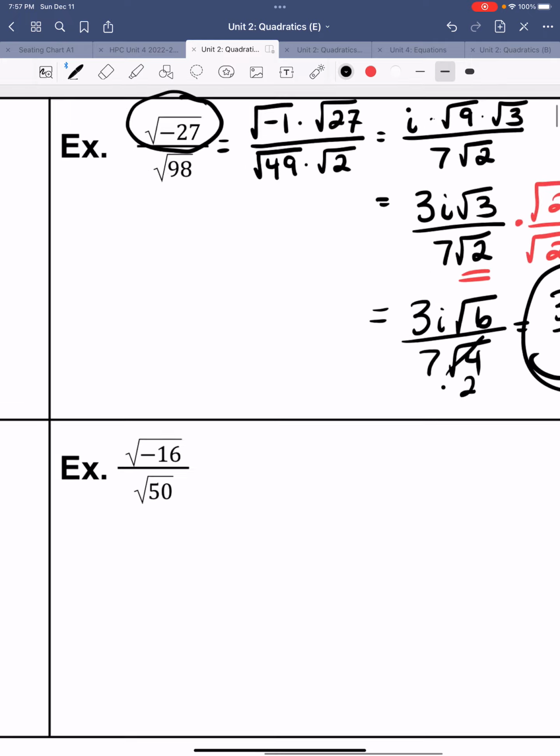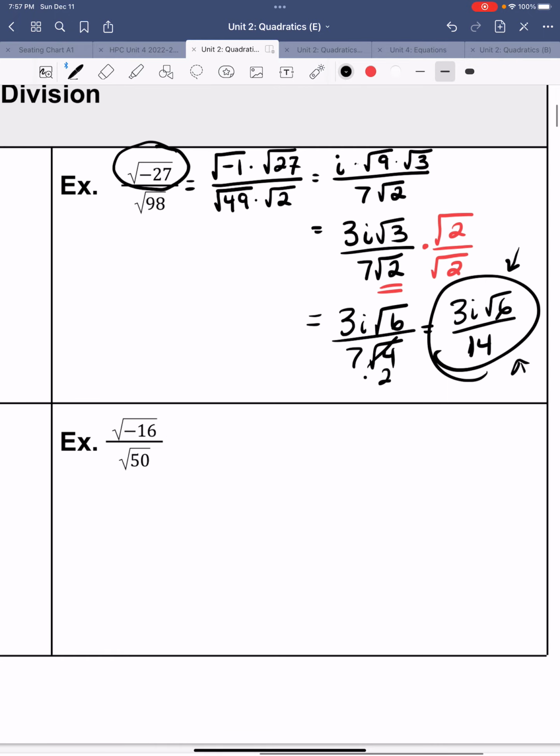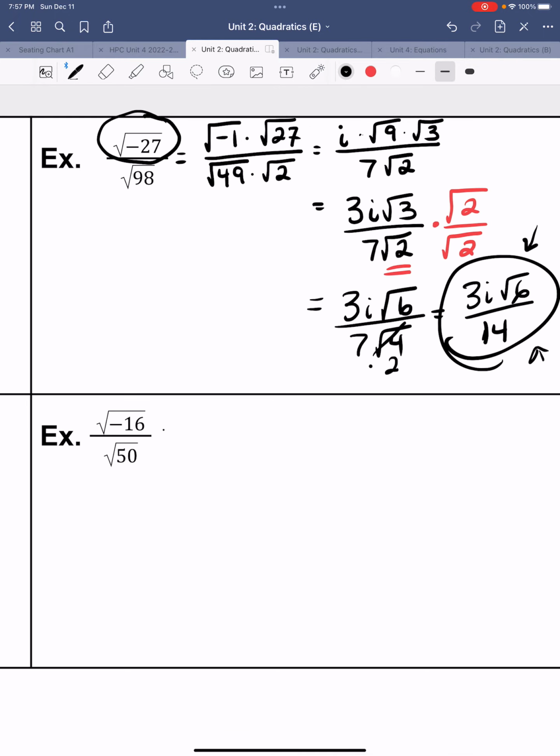Last but not least, I'm going to practice that skill from up above. Start off by simplifying both of them. I have the square root of -1 times the square root of 16 all over the square root of 25 times the square root of 2. That gives me 4i, since the square root of -1 is i and the square root of 16 is 4, so I have 1 times 4. In my denominator, I'm taking the square root of 25, which is 5 times root 2.